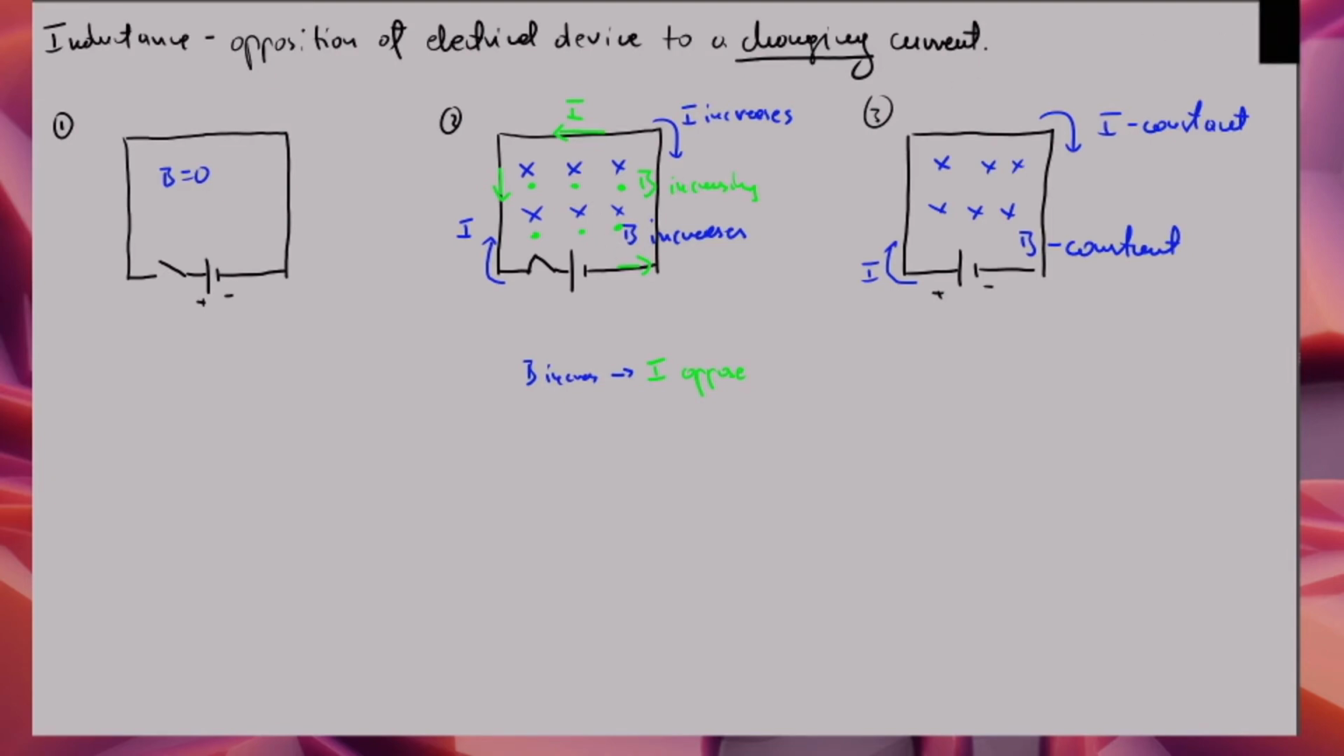So what I have here in the middle circuit is two currents. There are two currents here. The blue current, which is due to the battery, and then I have the green current, which is due to Lenz's law. And these two currents oppose.